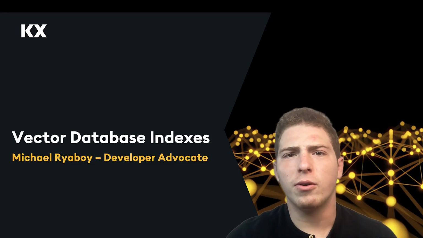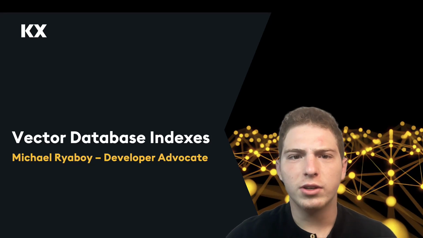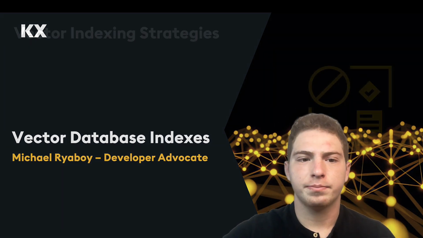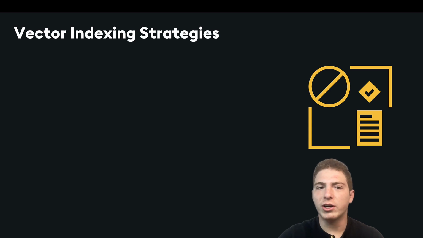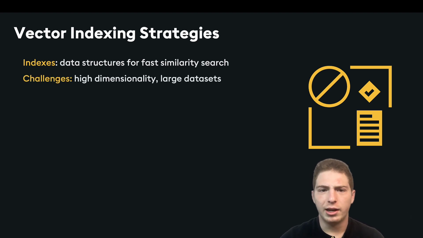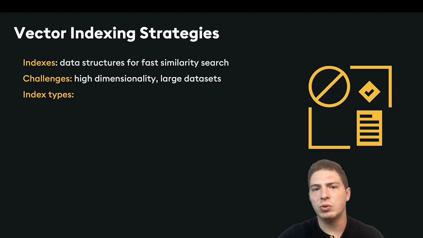In this video, I want to talk about vector database indexes, specifically how you can choose an index and some of the trade-offs between the parameters in specific indexes. There are a few vector indexing strategies that you could take. Indexes are data structures for extremely fast similarity search. And once you start working with high dimensionality or very large data sets, you start to have trouble with latency and memory, and that's what indexes solve.